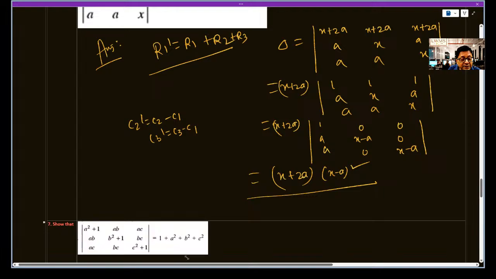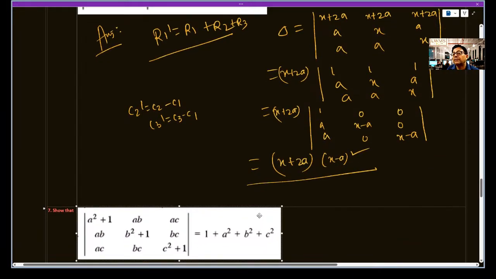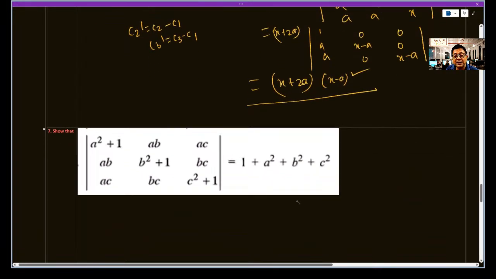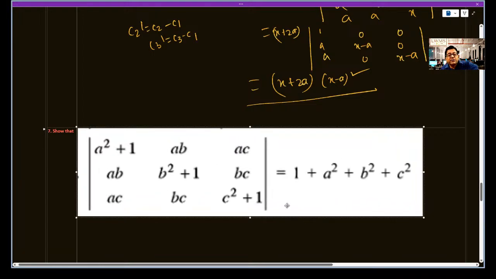Let's go for the next one. The next one is a bit challenging. A square plus 1, ab, ac; ab, b square plus 1, bc; ac, bc and c square plus 1, equal to this thing.